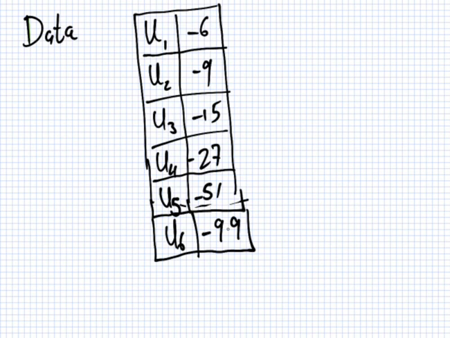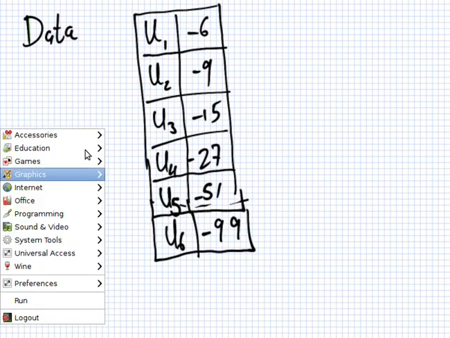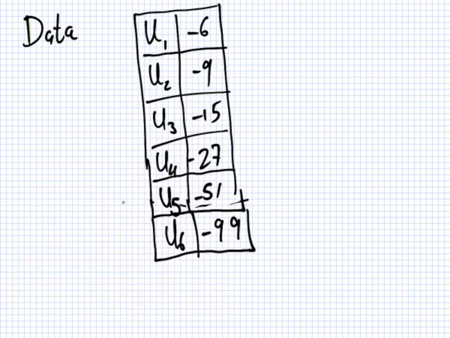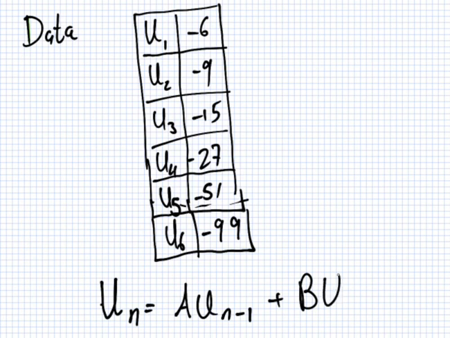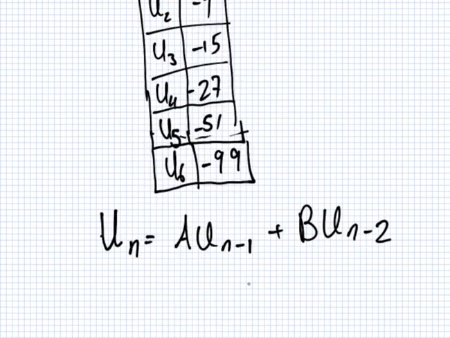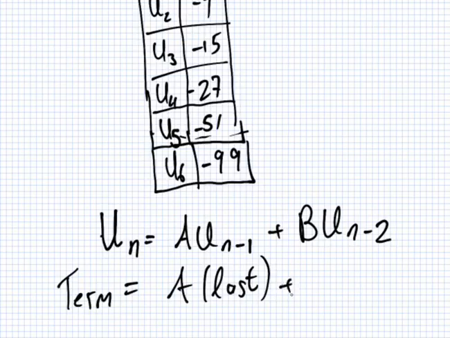Now, what I tell you first is that these numbers here, actually I'm going to need Excel later, so let me just have that open now. These numbers here, you can get them by using this formula. UN equals A UN minus 1 plus B UN minus 2. And just to put this formula in simpler English maybe, you can say that the term you want is equal to A times the last term plus B times the second last term.